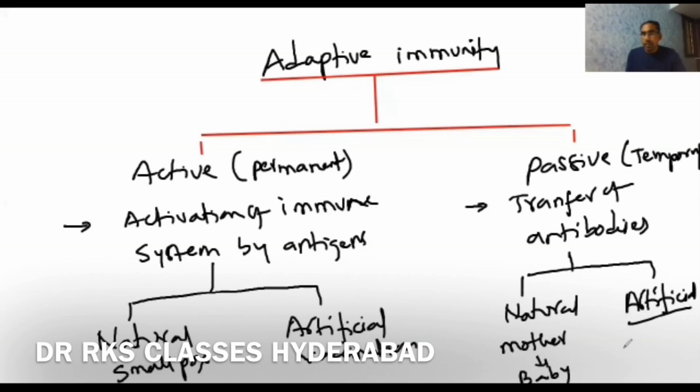In artificial method, we transfer the preformed antibodies into the infected person. And these antibodies are generally injected during emergency. For example, in case of snake bite, in case of tetanus, we transfer the preformed antibodies into the person to fight with the antigen immediately. So this can give the immediate attack, but these antibodies cannot stay for longer periods, so this type of immunity is temporary.